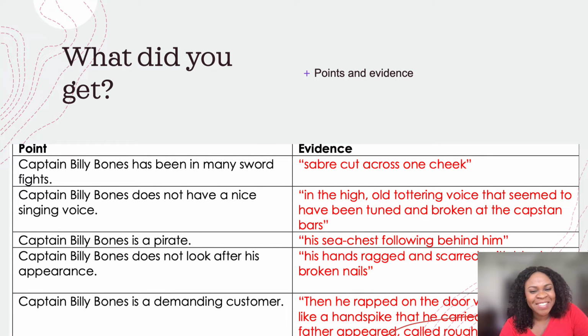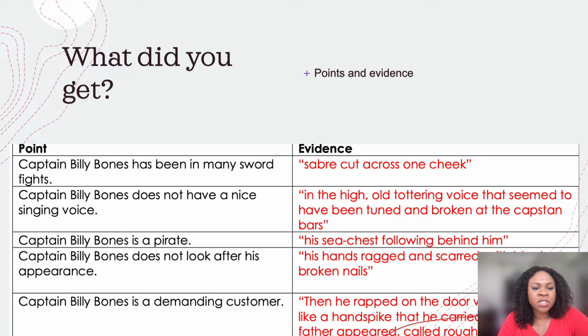So Captain Billy Bones is a pirate. This is the most obvious thing, because it's not one of those things where you tell a writer to show you and not tell you. This writer tells us and also shows us that Captain Billy Bones is indeed a pirate. And one of the ways to prove that is his sea chest following him behind.